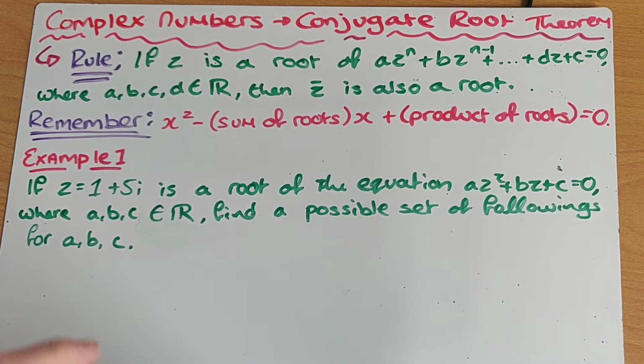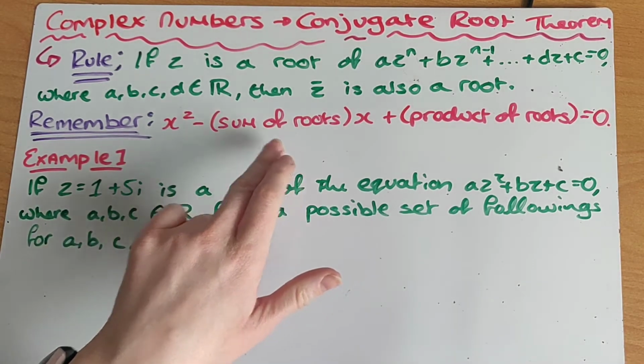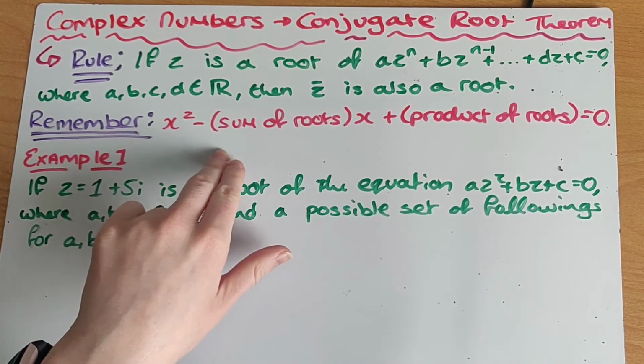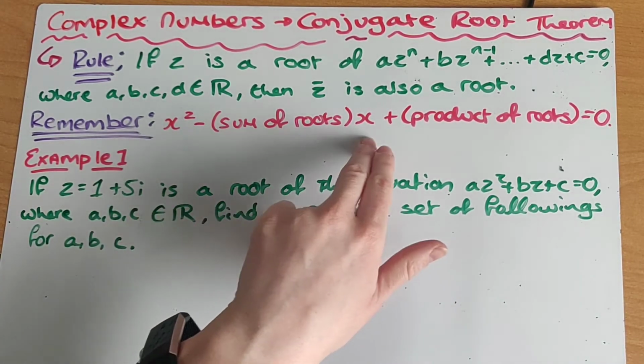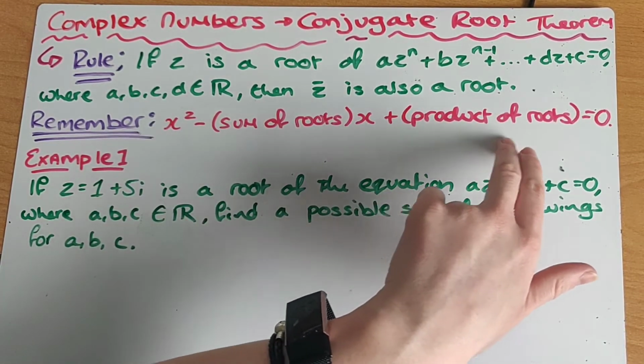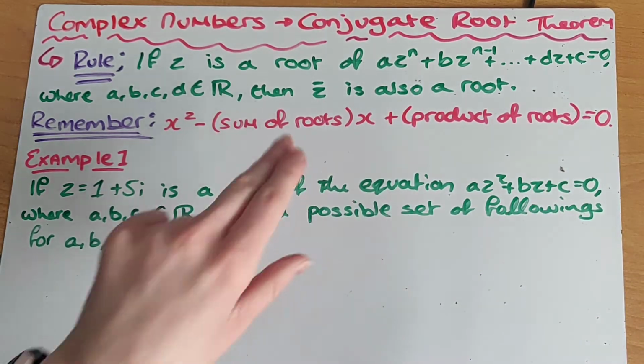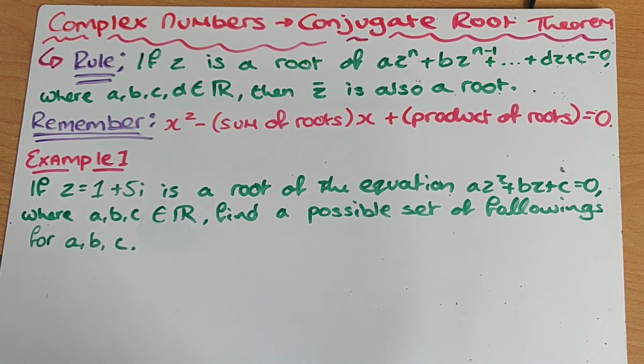Another important thing we need to remember from algebra when we looked at the factor theorem is this little equation here, which is not in the log tables, it's one we need to remember. That x squared minus the sum of the roots times x plus the product of the roots equals 0 is how we can form a quadratic equation.